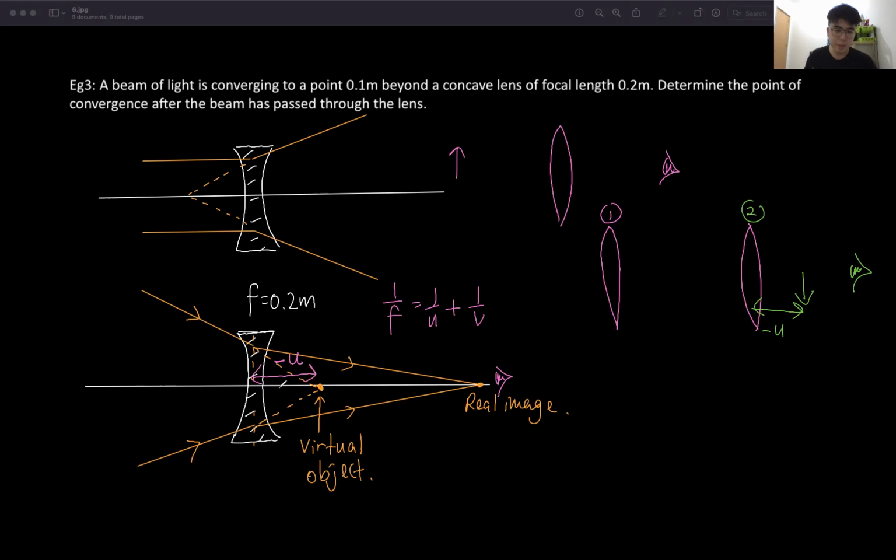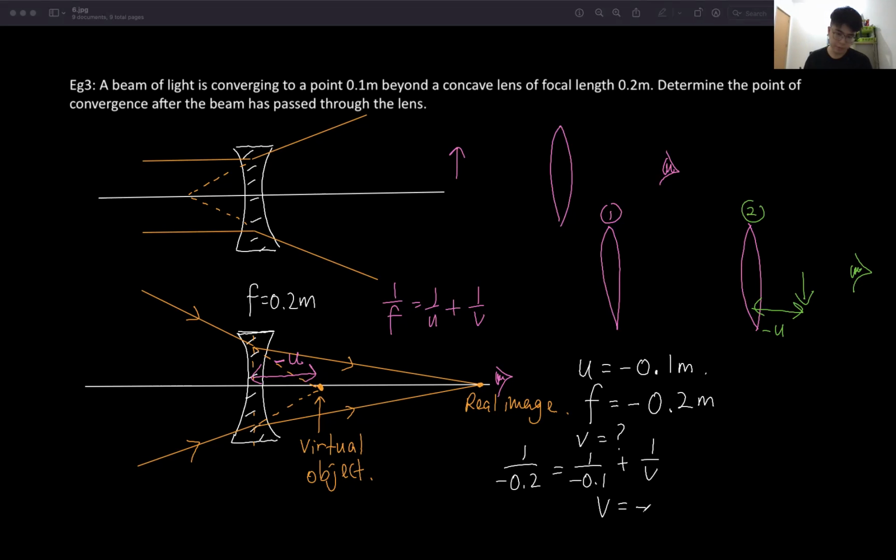converging to a point 0.1, that means the u is 0.1. But it's a negative 0.1. Positive u should be on the left side. This is negative. F, what is this lens? This is a concave lens, so F is also negative, negative 0.2 meter. So we find V: 1 over negative 0.2 equals 1 over negative 0.1 plus 1 over V. V equals plus 0.2 meter. That means it is a real image.